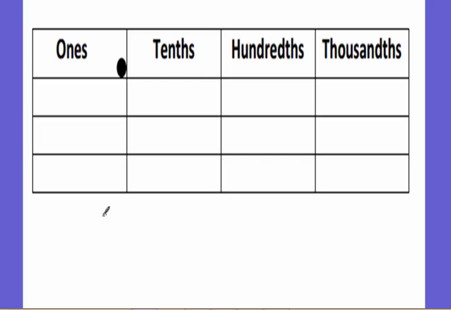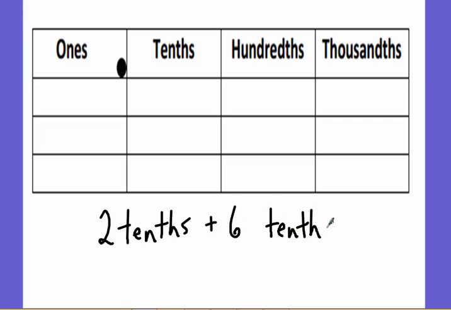I have 2/10 plus 6/10. What would that look like? Well, for this, I'm going to model it using dots. So here I have 2/10, and then this is going to be 6/10. 1, 2, 3, 4, 5, 6. Now, if I add those together, what will I get?